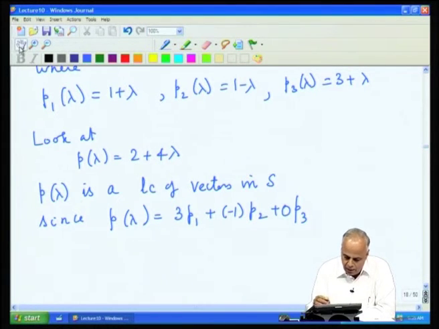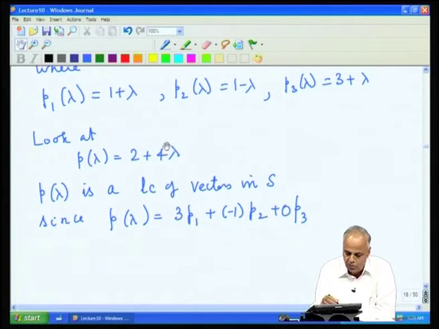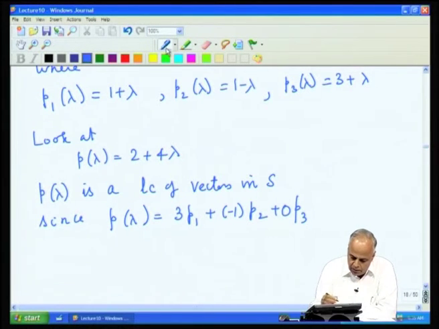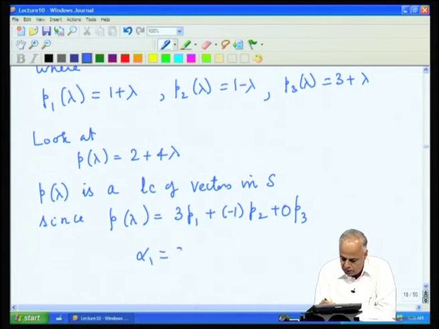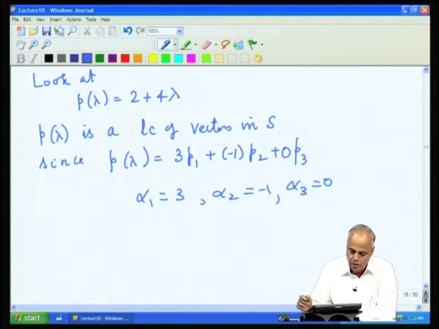Then look at the lambda terms, 3 P1 gives me 3 lambda and minus 1 P2 gives me minus of minus lambda, plus lambda. So, that gives me the 4 lambda, and the third term has no contribution. So, in this case we have alpha 1 is 3, alpha 2 is minus 1, alpha 3 is 0. Thus we have P lambda is a linear combination of the vectors in S.